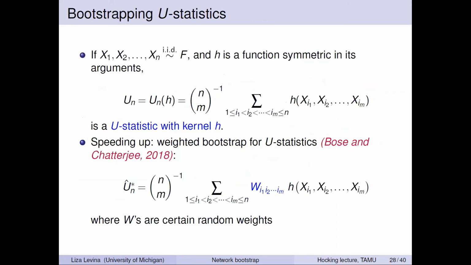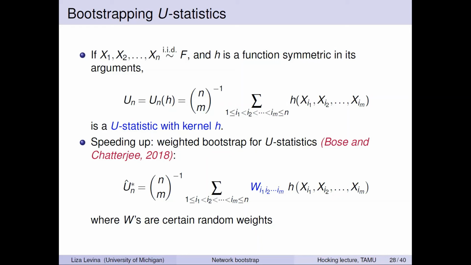What we did here is we generalized this a little bit. Just one special case where we can simplify our general methods for latent variable models to bootstrapping U statistics. It's another thing from a long time ago. I'll remind you of what a U statistic is. It's any statistic that can be written in the form of this sum.